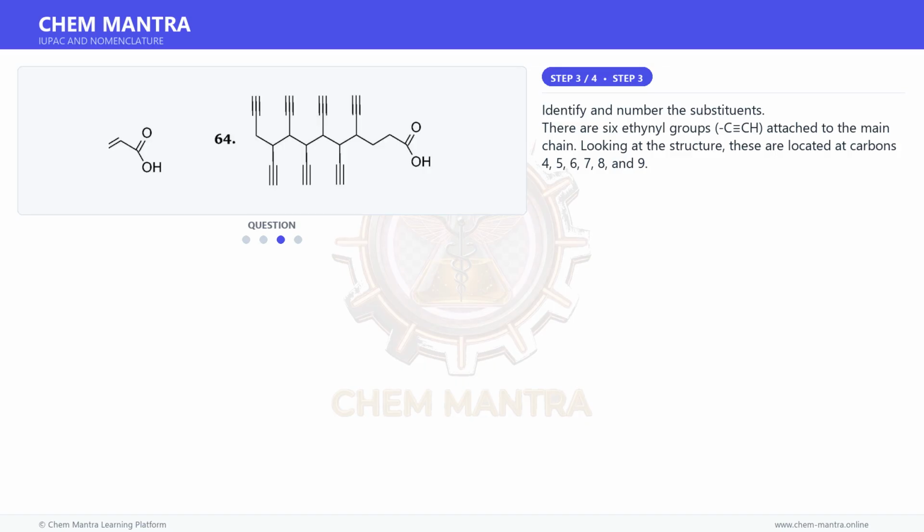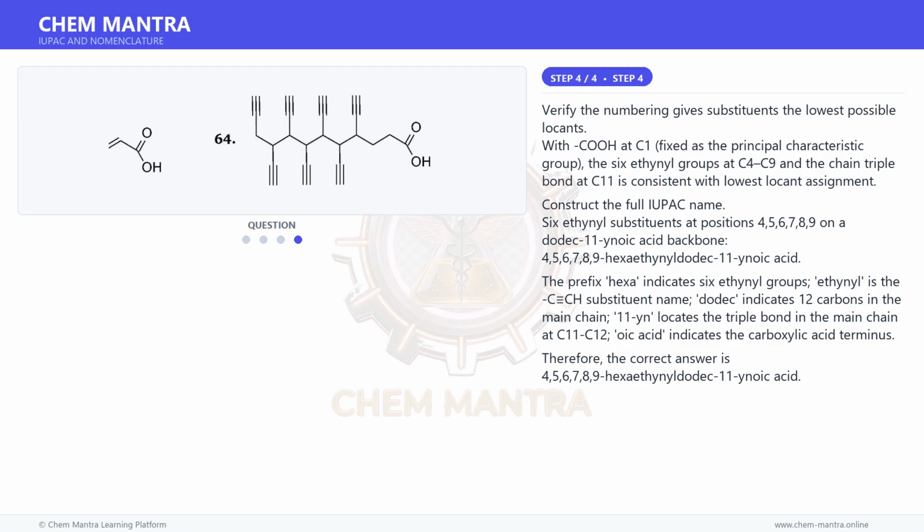There are 6 ethynyl groups, -C≡CH, attached to the main chain. Looking at the structure, these are located at carbons 4, 5, 6, 7, 8, and 9. And for the final step, verify the numbering gives substituents the lowest possible locants.